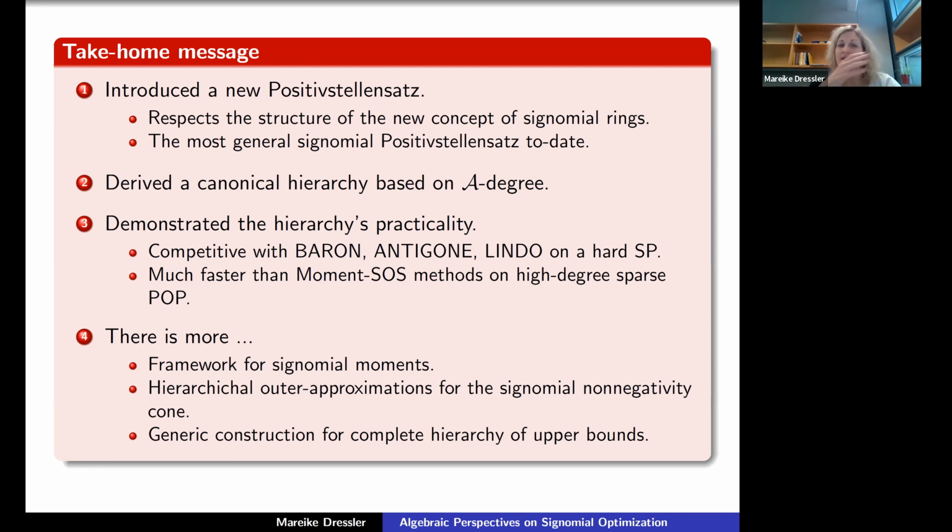From that, we derived a canonical hierarchy based on A-degree, and we demonstrated its practicability by several examples. For instance, here we saw that it's competitive with global solvers. And we also have an example that shows that it's much faster in the polynomial setting than methods previously seen. And there's much more we did on this dual side.